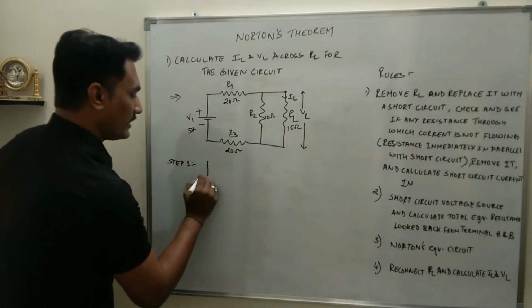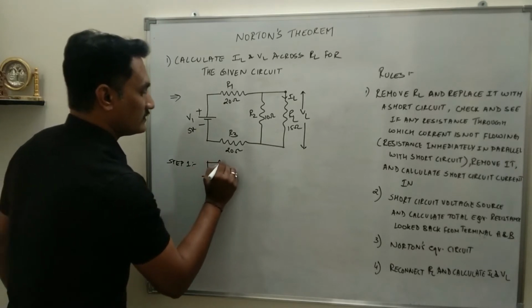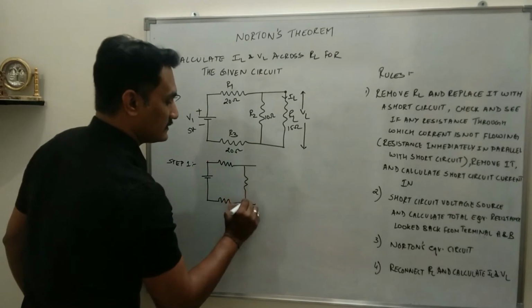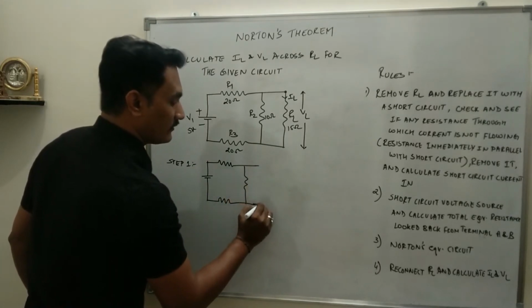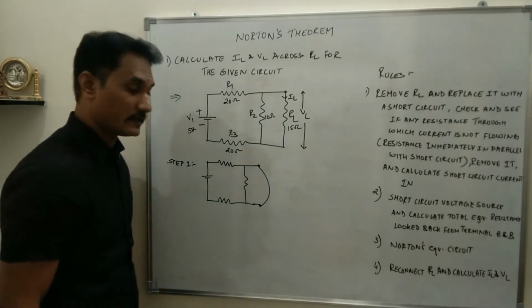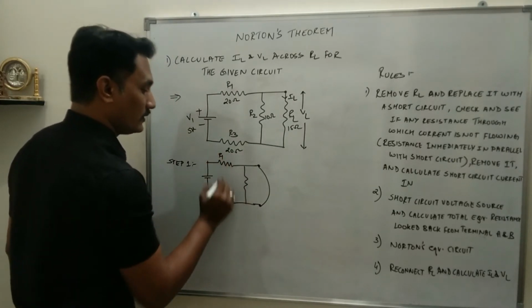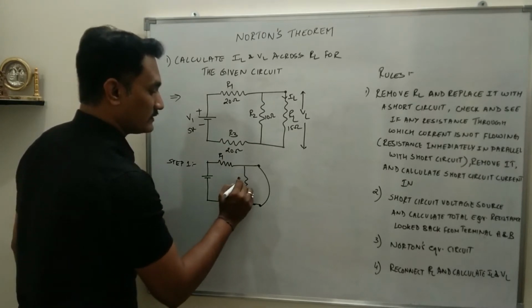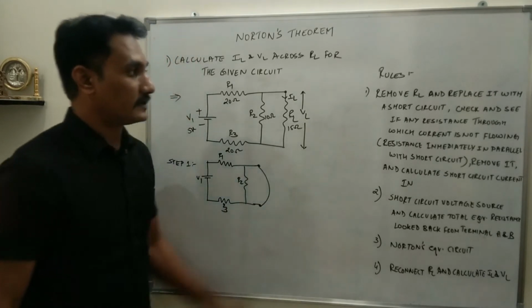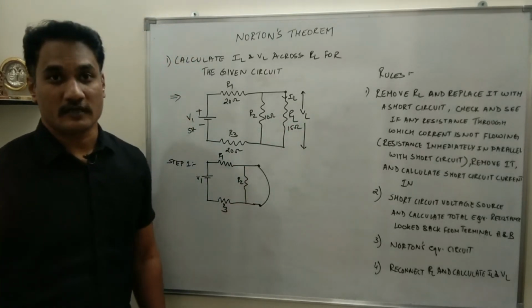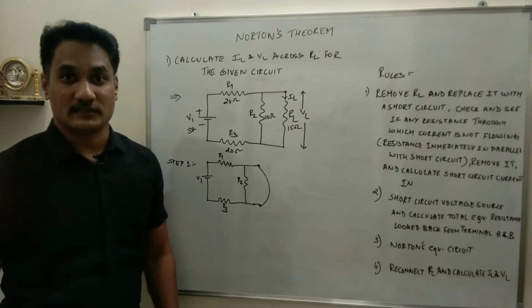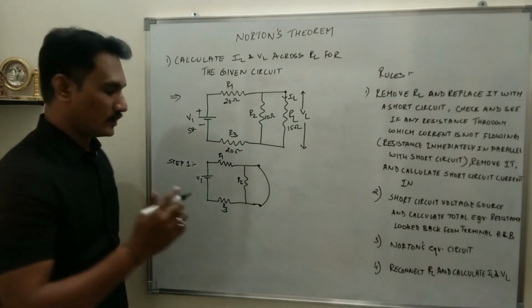In the first step, this is the potential V1, this is resistance R1, this is resistance R3, and there is resistance R2. We have removed RL, and in place of RL we put a short circuit. So this is R1, this is R2, this is R3, this is V1, and we have created a short circuit according to the first step. Okay, the first rule. Now what we have to check is if there is any resistance through which current is not flowing. I'll make you understand what I mean.